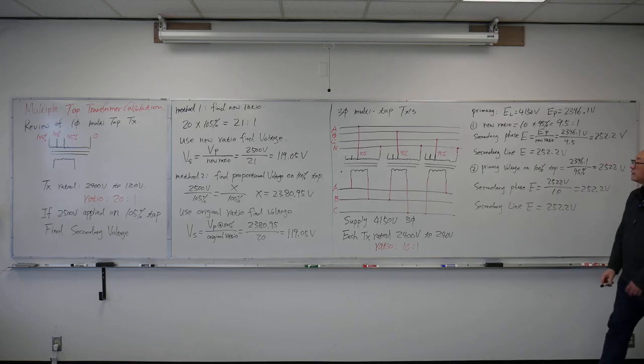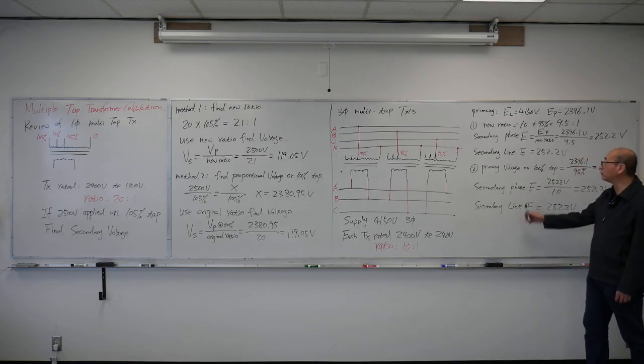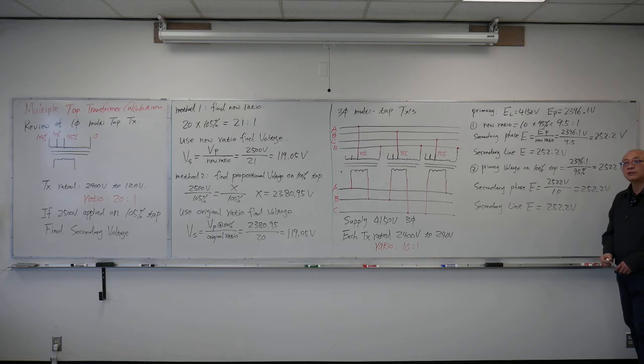I also can, by using method 2, find out what the voltage is going to be on the 100% tap. So that's my phase voltage on the 95% tap. To find the voltage on the 100% tap, use the proportion. I find that on the 100% tap, the voltage will equal 2522 volts. So with this 100% tap voltage, use the old ratio and find the secondary phase voltage, 252.2 volts. Same for my line voltage, 252.2 volts.